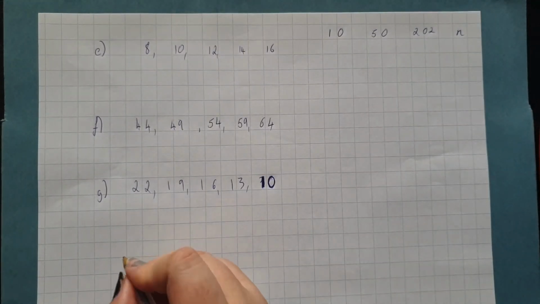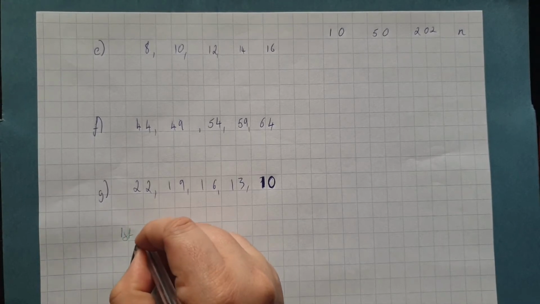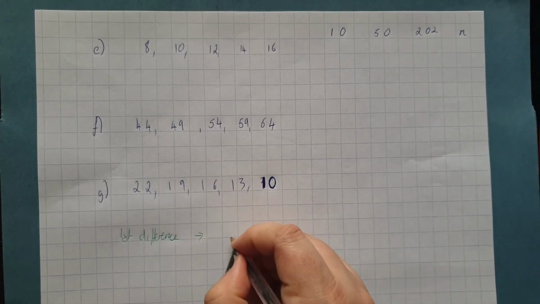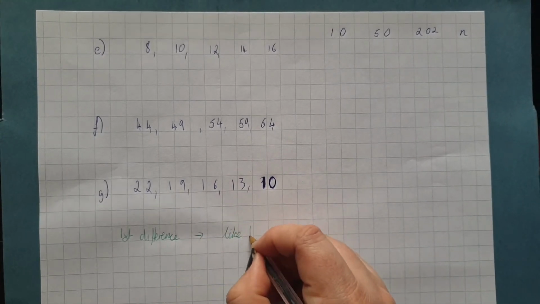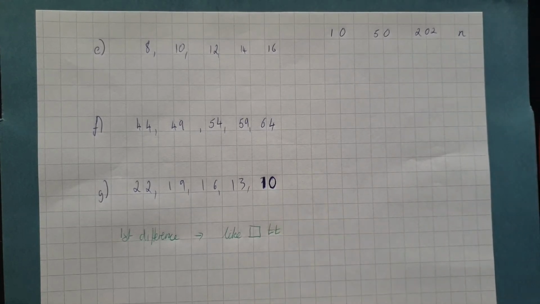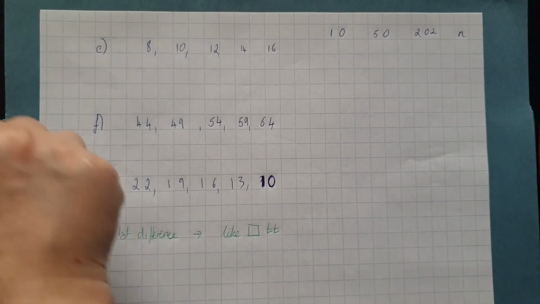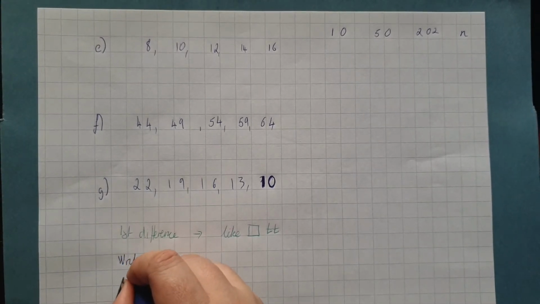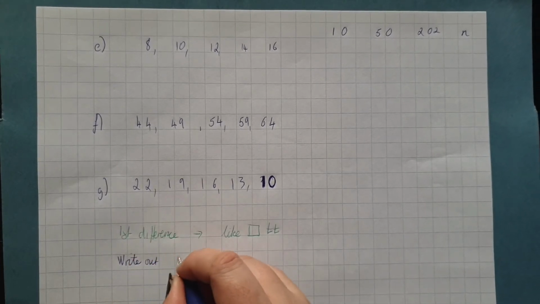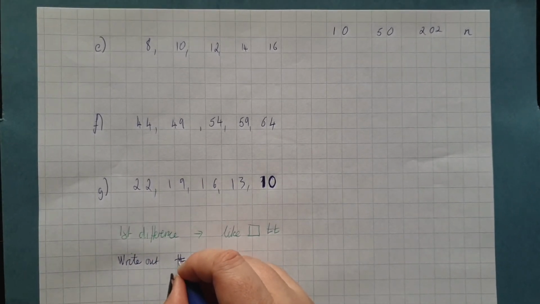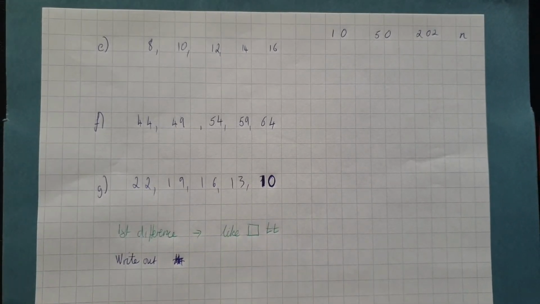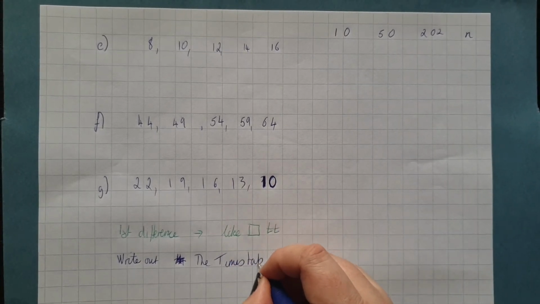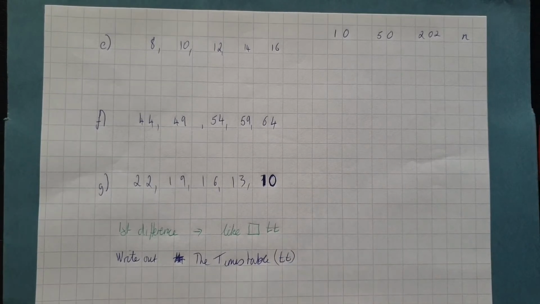If you want to listen to the steps first, then pause, you may also do that. So, step 1 is you find the first difference. Okay, and it is like that times table. Once you've found the first difference, you need to write out the times table, TT. Write out the times table.